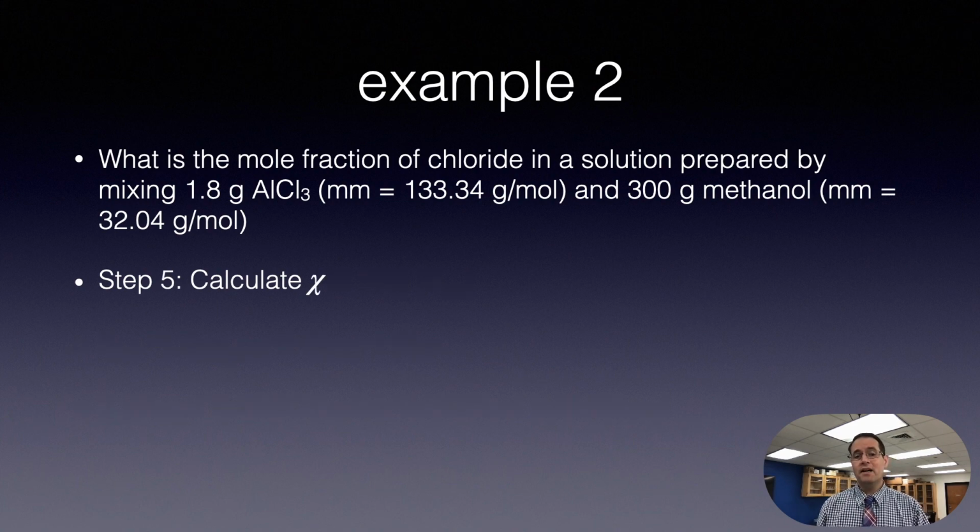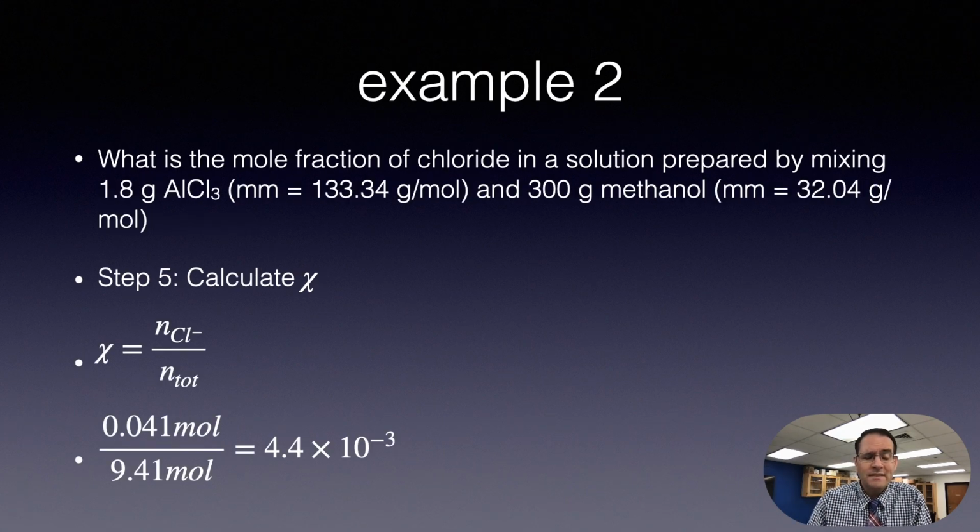And then step 5 is to calculate the mole fraction. It looks like an X, and if you want to write X on your lab reports and your homeworks, that's fine. But this is actually the Greek letter chi, okay? Chi is kind of like a curly X. And so the mole fraction is the moles of chloride divided by the total moles. So it's just a fraction. There are no units. The moles cancel out.